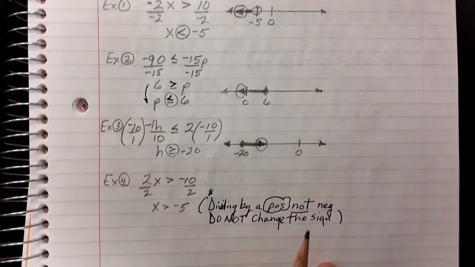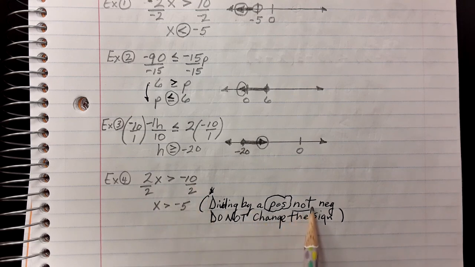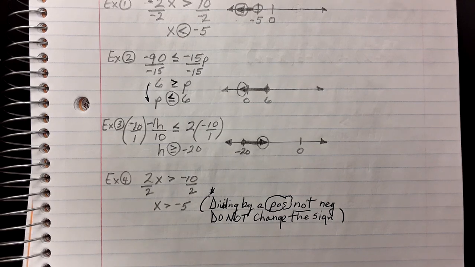And we have division. 2x is greater than negative 10. If we divide by 2, we get x, and now we don't change the symbol because we didn't divide by a negative. Only if it's a negative do we change the symbol. So this is x greater than negative 5. So divide by a positive, not negative, do not change the symbol or the sign. Okay? And that's it for your notes on section 5.1 and 5.2.